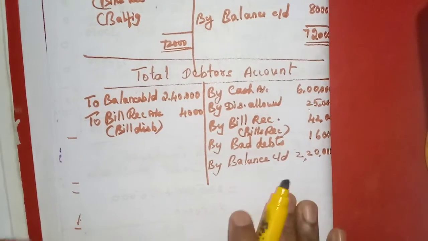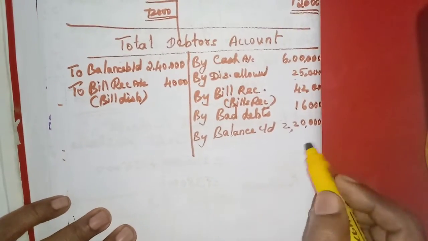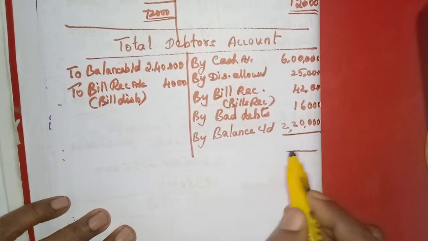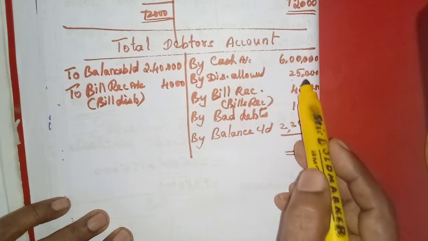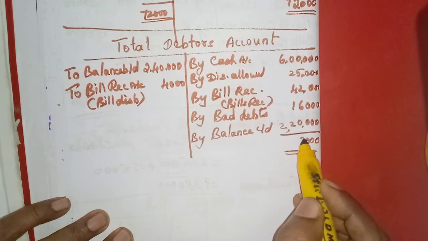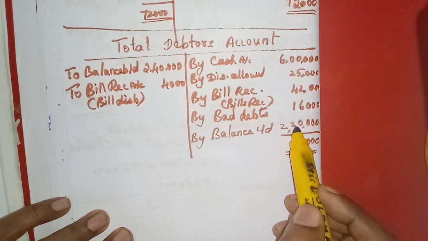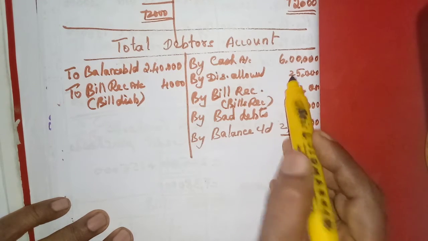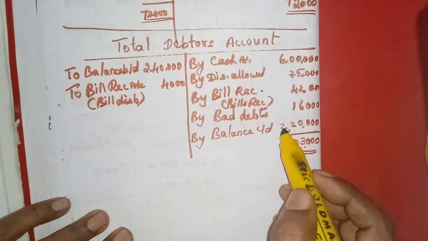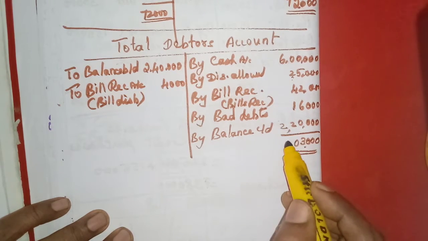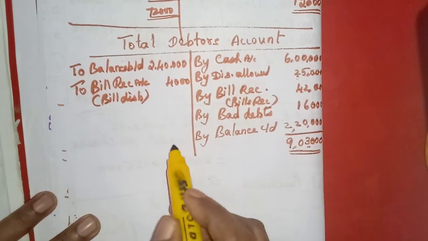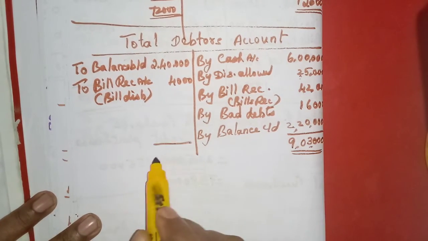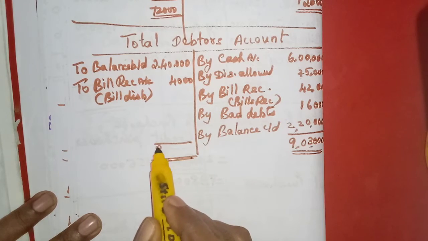Now we have entered all the items. Now we will close the account. 1, 2, 3. Here 7 plus 6, 13. Balance 1, 3, 4, 8, 10, 0. Balance 1, 3. 3 plus 6, 9. So 9,03,000. Right here, 9,03,000.